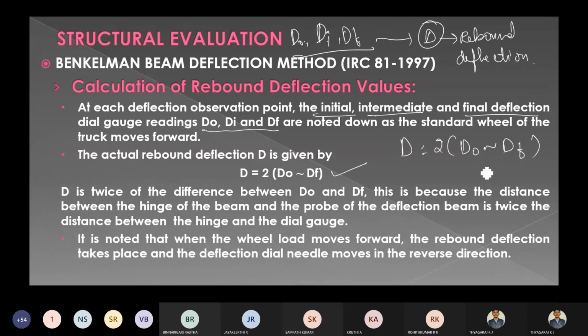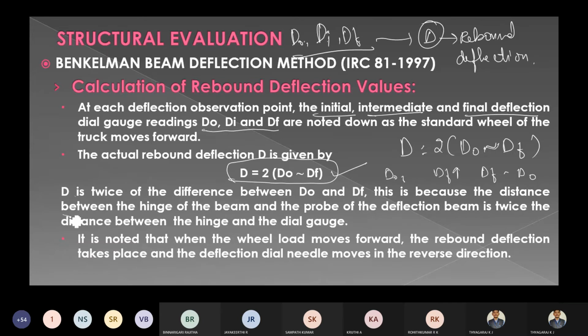It is not minus, it is a difference. If DF is greater, we write DF minus D naught. If D naught is greater, we write D naught minus DF. Whichever value is higher is subtracted by the lower value. That is the actual deflection, calculated using this formula: D is twice the difference between D naught and DF.